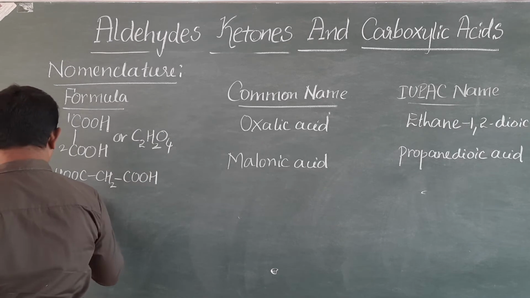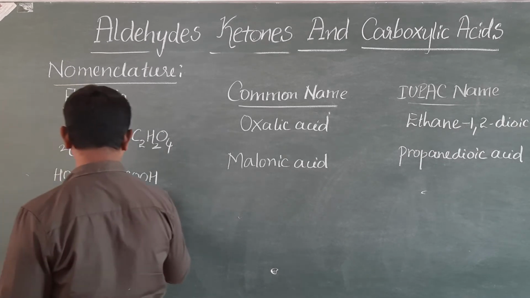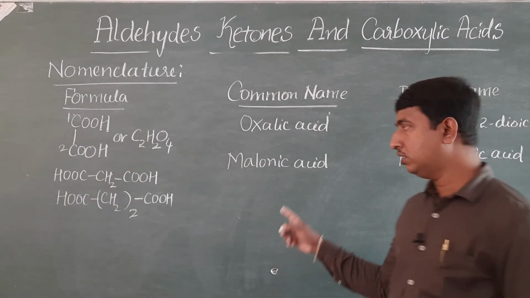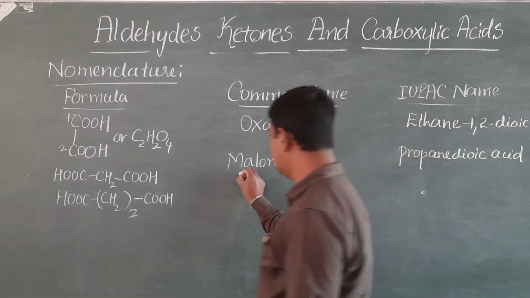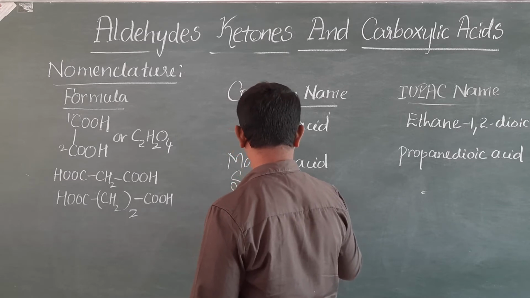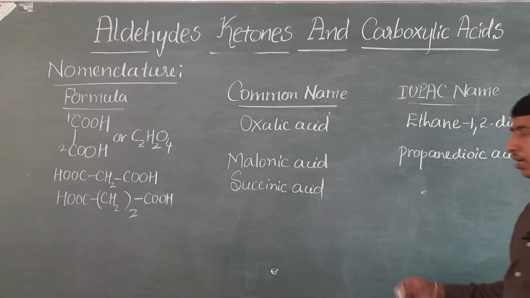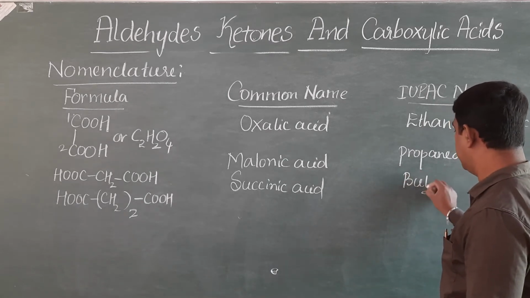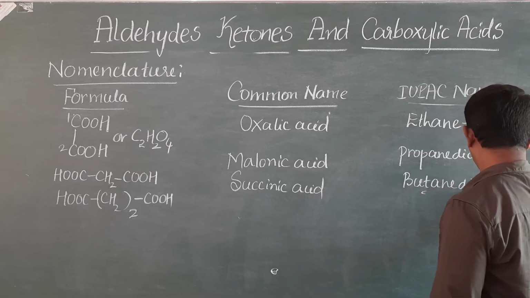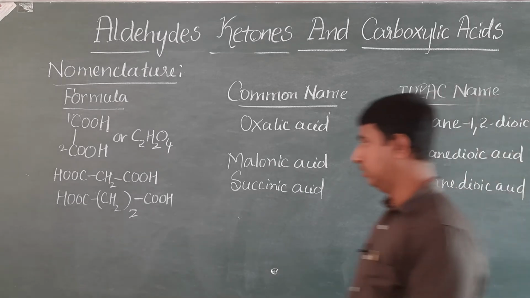Next, I will increase the number of carbon atoms: COOH, CH2 twice, COOH. The first one was malonic acid; this one is succinic acid. Succinic acid contains 4 carbon atoms. So it is butane dioic acid.